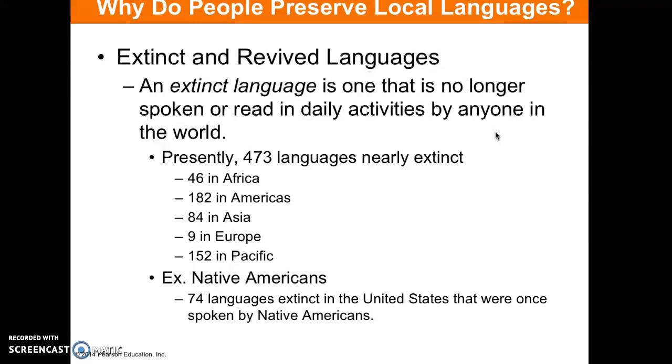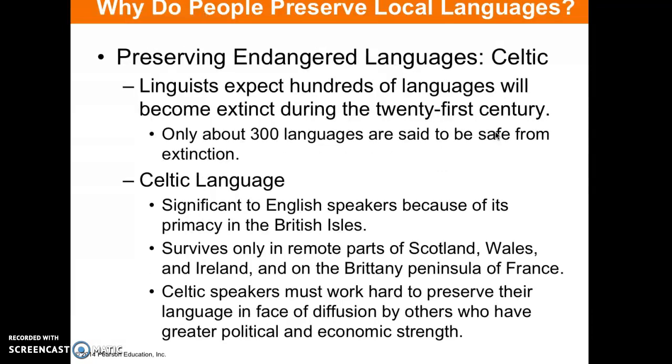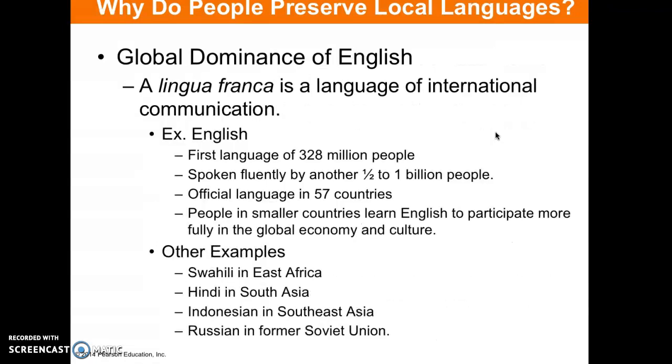We have 473 languages that are endangered or about to be extinct in the United States or in the world. So, for example, there are 74 extinct languages in the U.S. that were once spoken by Native Americans. So we have languages that go extinct, and that matters because language is a big part of how you communicate, and it's a big part of your cultural identity. And then you get to the debate on whether you should preserve languages. Should we spend the time preserving them? Should we build them, or should we let them go? And it really depends on how the people of that region feel about their cultural identity.